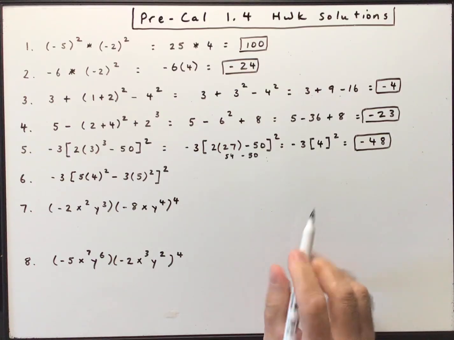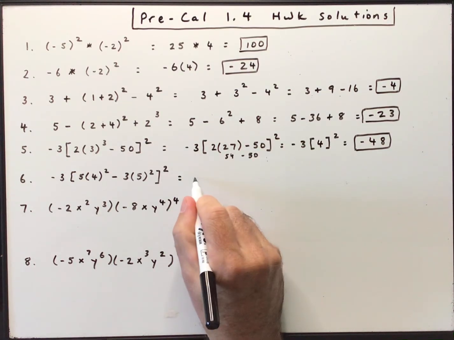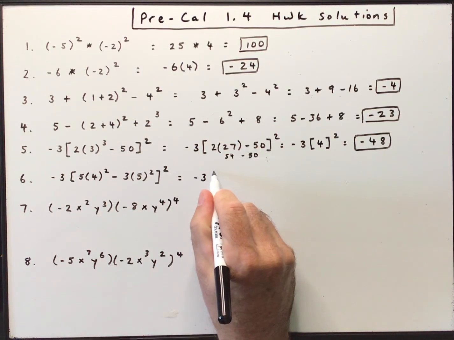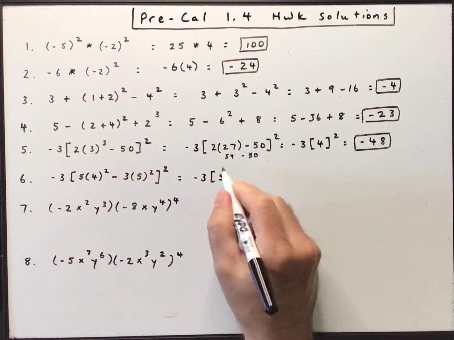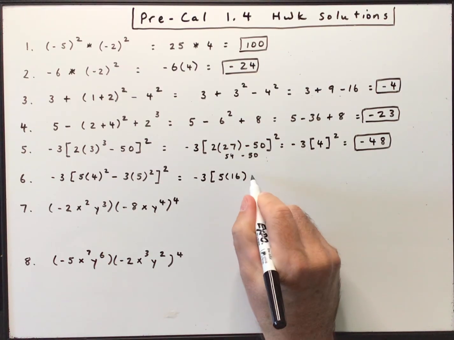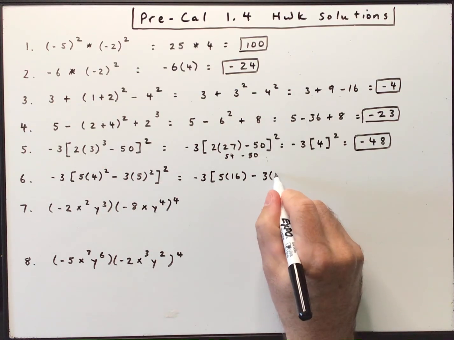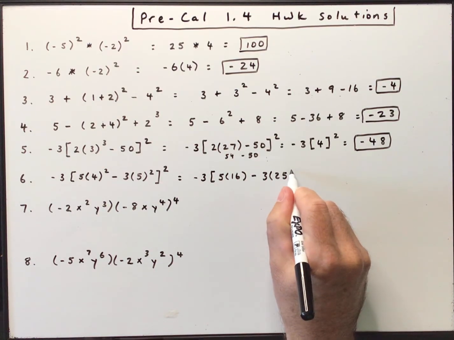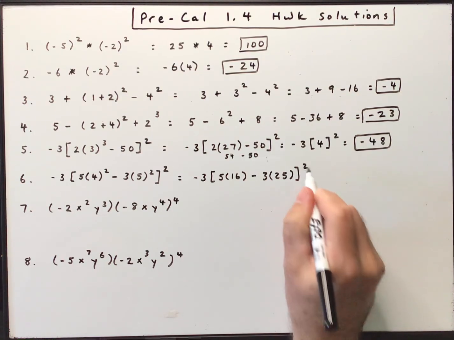So make sure to show all of your work on these. I know you could put it all in the calculator, but show all your work. You can check it with the calculator. So we have -3, right? So times 5 times 4 squared is 16, so 5 times 16 minus 3 times 5 squared is 25, and then all of that squared.